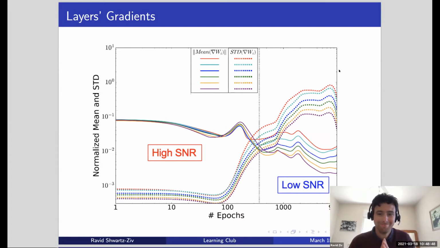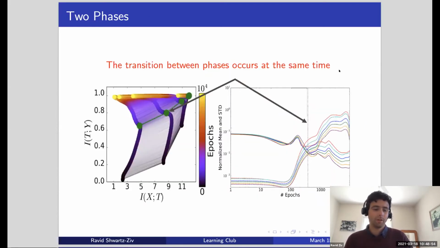More questions? Okay. Good. And the nice thing here is that the transition in the information plane between the phases and this transition in the gradients occur at the same time. And if you shift this transition, you see that they shift together.